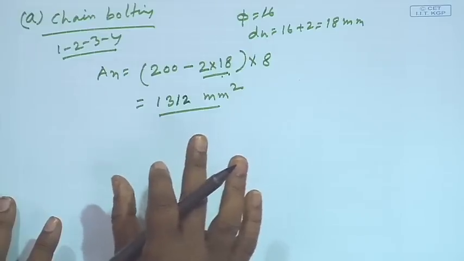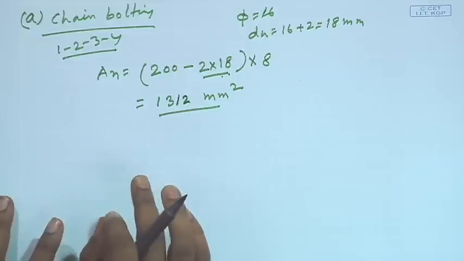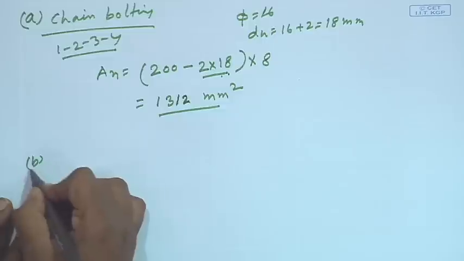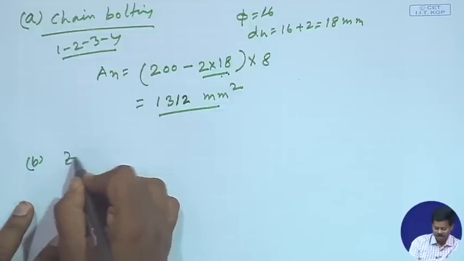0.9 A n F u by gamma m. So, from that I can find out. That formula will come later, how to find out the strength due to rupture, that I will come later. When we are going to find out the strength, we need to know what is the net area. So, that net area we are calculating. So, now second case I will come, that is zigzag bolting.